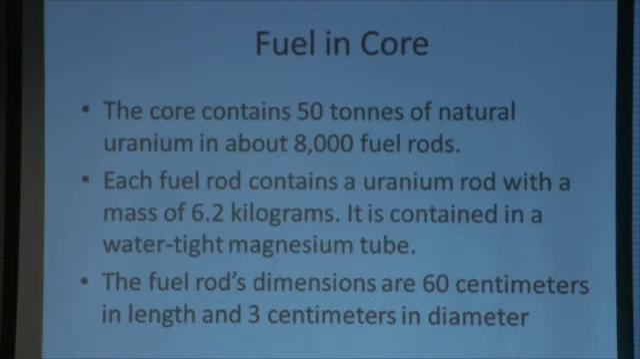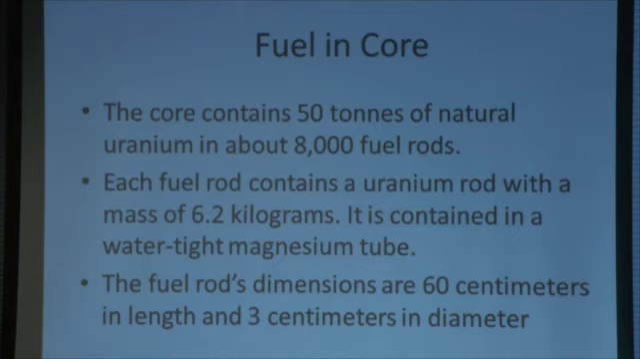Now, the core of the reactor. This is a particular feature of this kind of reactor: it has 50 tons of natural uranium and about 8,000 fuel rods, and each rod weighs 6.2 kilograms. So you're going to have a lot of fuel to move in and out of the reactor. There's more on the dimensions and the technical aspects in the Solving the North Korea book.